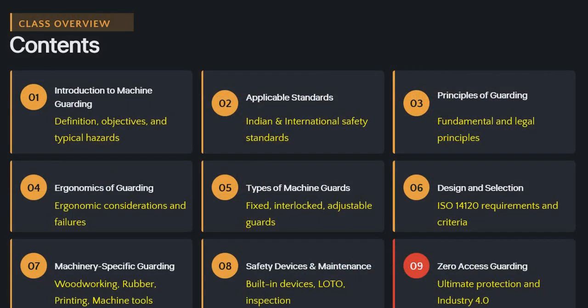So when it comes to the syllabus, this is the syllabus. Introduction to machine guarding and applicable standards and principles of machine guarding we completed, and ergonomics of machine guarding and types of guards. Up to this we completed. Once we review the types of machine guarding, then we complete design and selection, machine specific guarding, safety devices and maintenance, and zero access guarding. These remaining four topics we are going to discuss. Here it's like a practical. We will take one example and do a practical assessment of guarding.